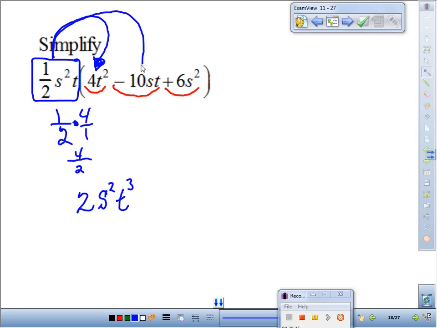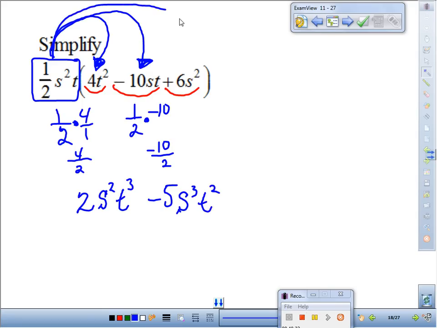This one times this one. Numbers with numbers, variables with variables. Let's see. 1 half times negative 10. That becomes what? Well, let's write the fraction first. Negative 10 over 2, which is negative 5. Variables with variables. S to the second times S to the first, S to the third. T to the first times T to the first, that's T squared.